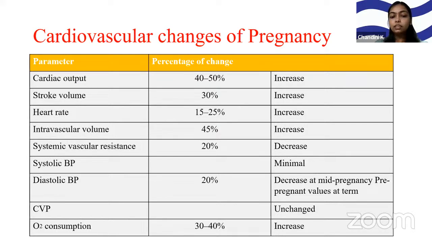O2 consumption increases by 30 to 40%, and this is coupled with decreased functional residual capacity in pregnancy. Hence, patients who are planned for general anesthesia are always considered to have a difficult airway, and the apnea time will be less in these patients because of increased O2 consumption as well as decreased FRC.